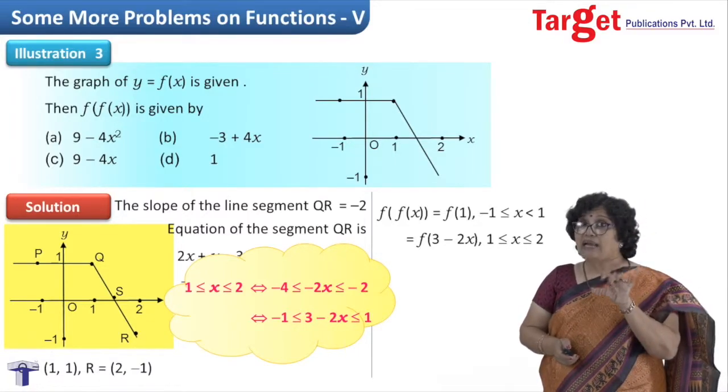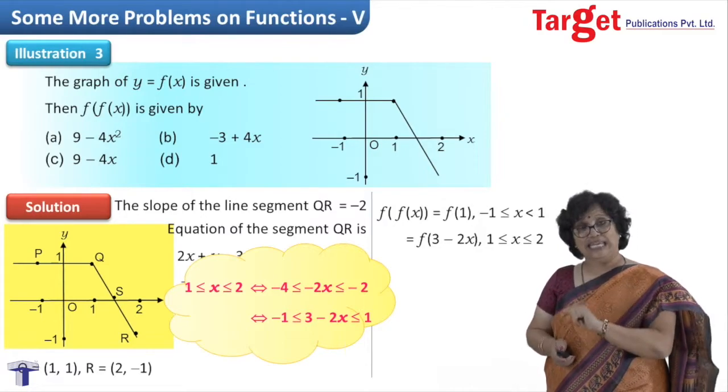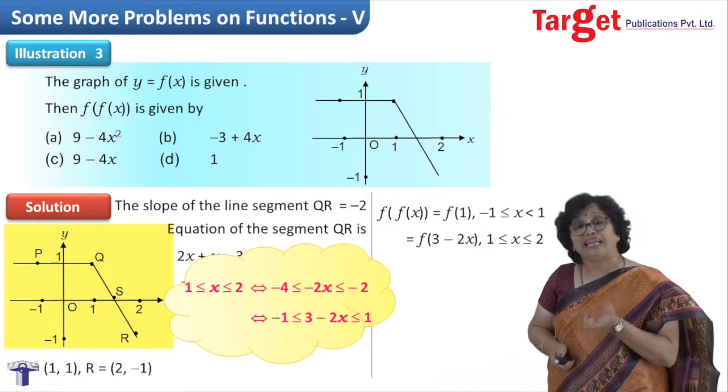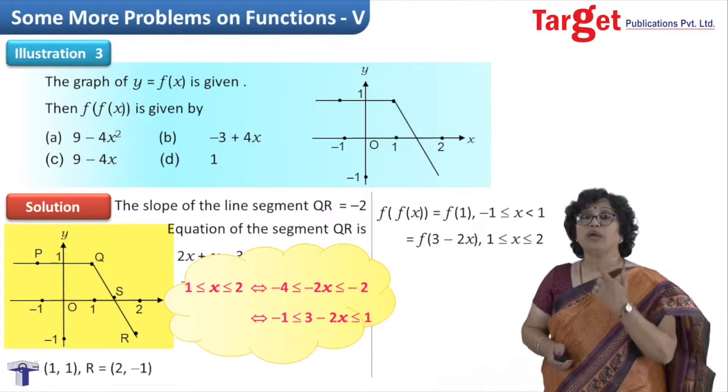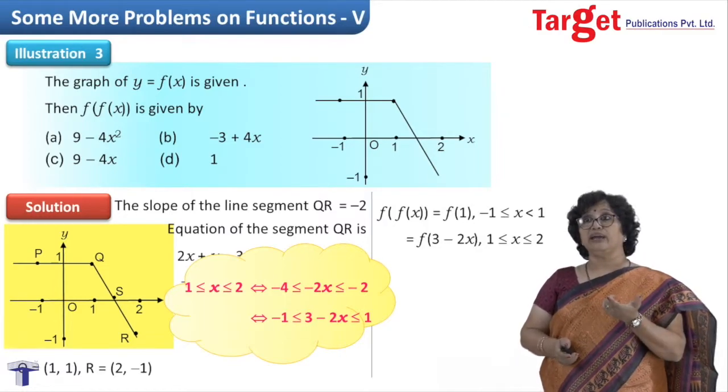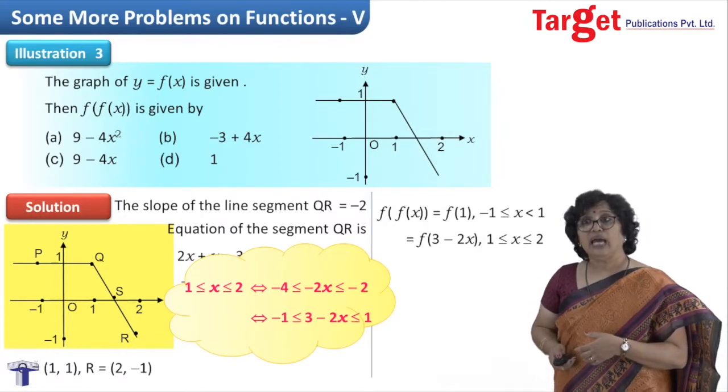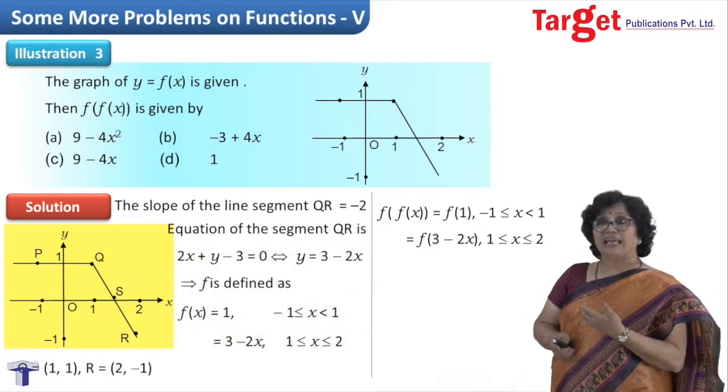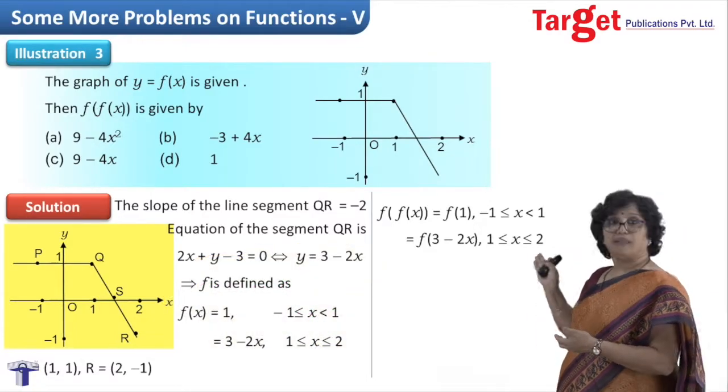Means if I name that 3 minus 2x as t, then I know that t lies between minus 1 and 1, and I'm looking for information of f(t). And that we have already written. f of t, when t lies between -1 and 1, is nothing but 1.